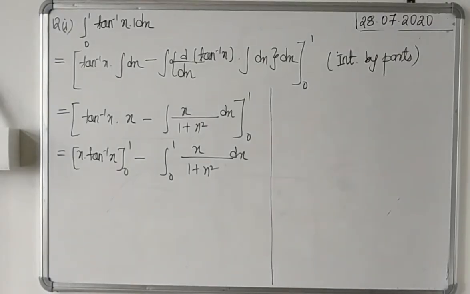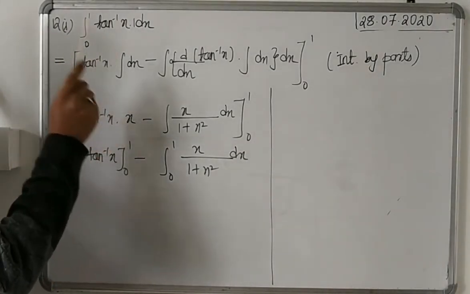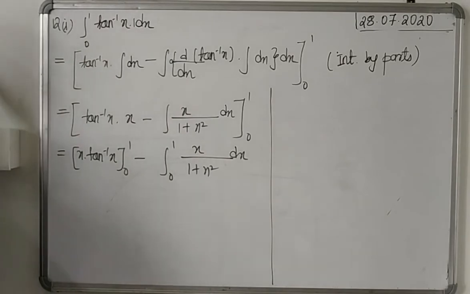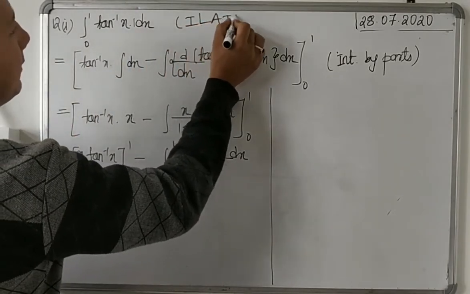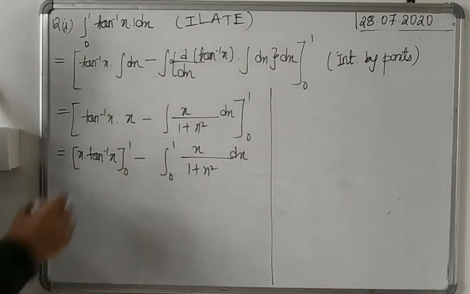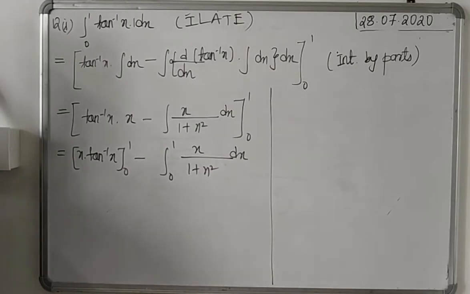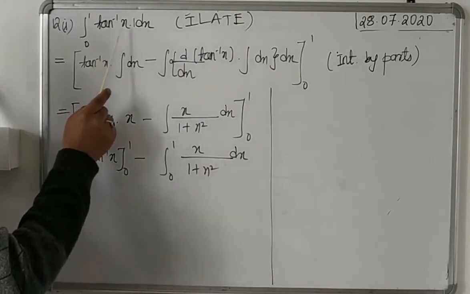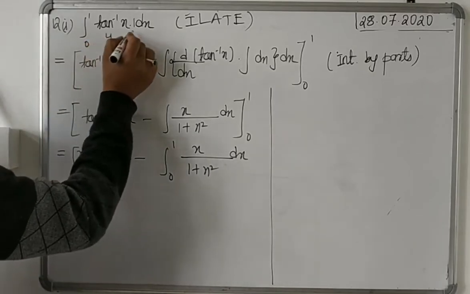Alright, next question is number 12 part 1. So number 12 part 1 is the integral from 0 to 1 of tan inverse x dx. Now if you see this properly out here, again it is in the form of ILATE. So which comes first? Inverse, and then algebraic is the second function. Here it is only tan inverse x, but I have to write tan inverse x into 1. Okay? So therefore this is your u and this is your v.